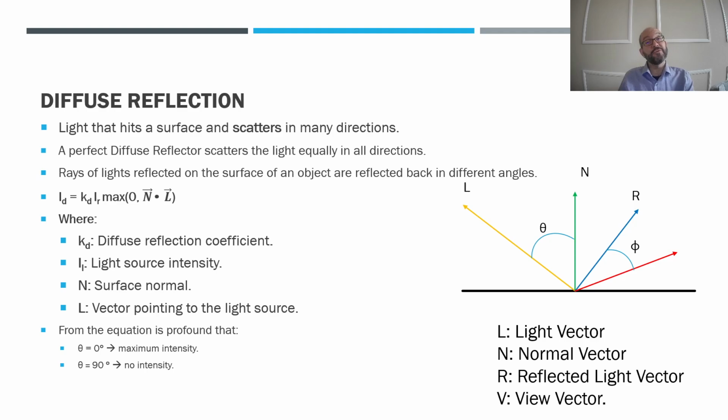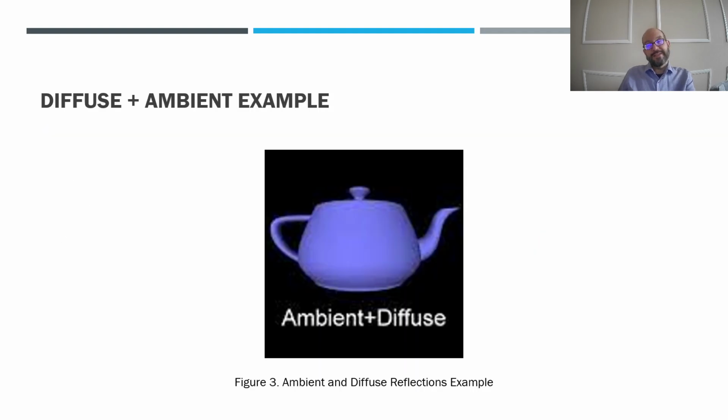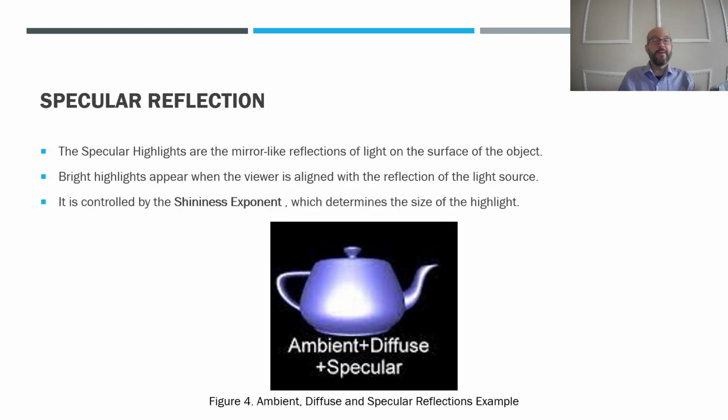So this means that diffuse reflection is greatly influenced by the position of a point on the surface of an object, and of course the position of the light source. We can see the addition of diffuse reflection on the same surface if we combine ambient and diffuse light. The last component is the specular reflection.